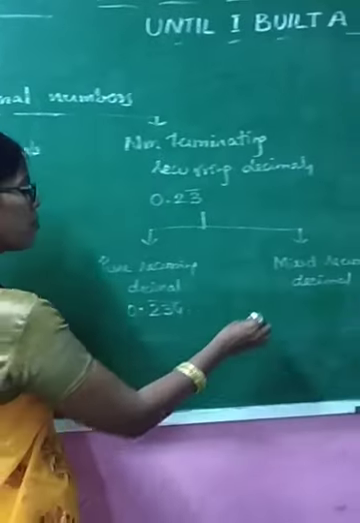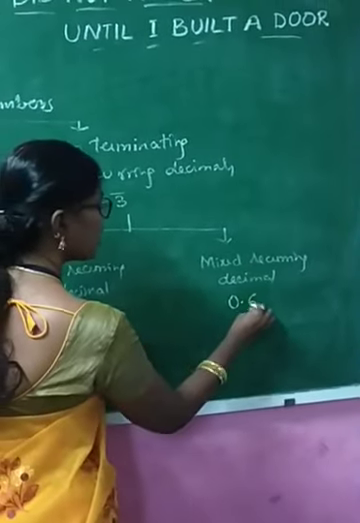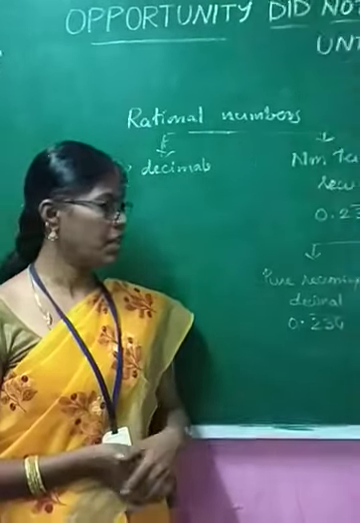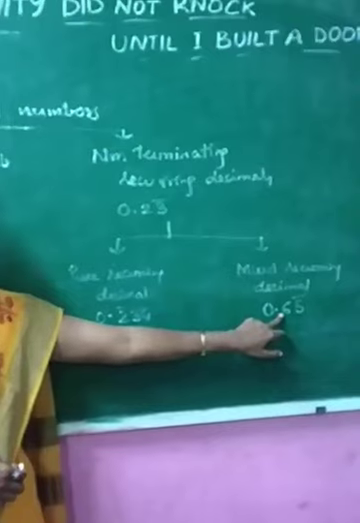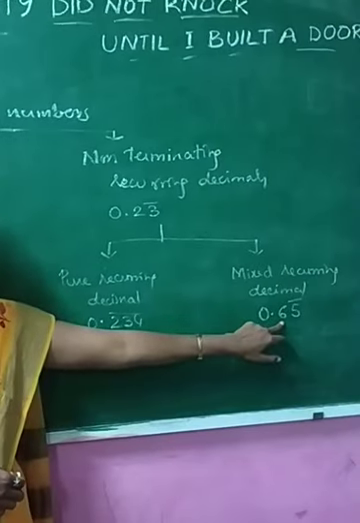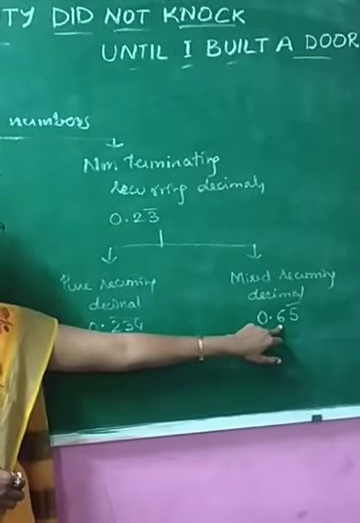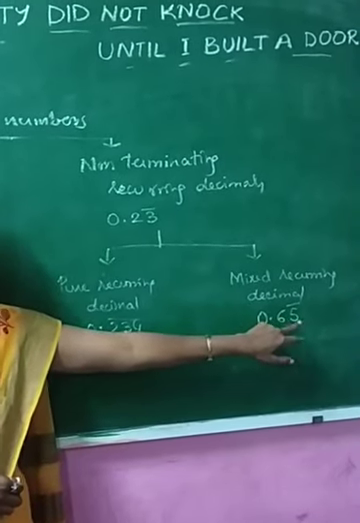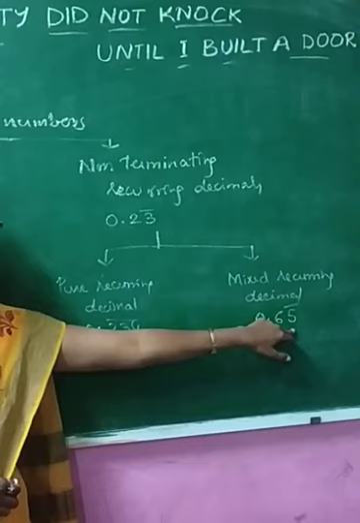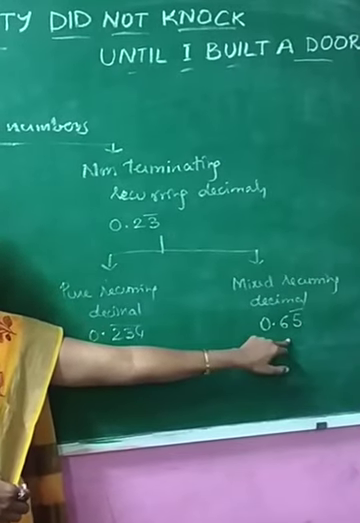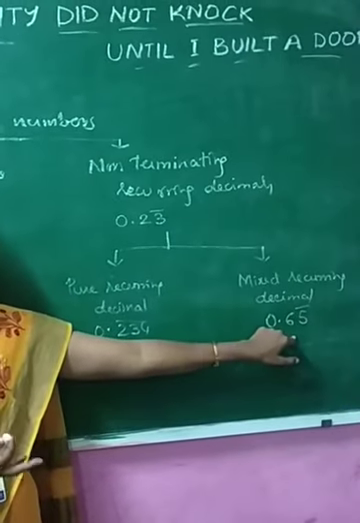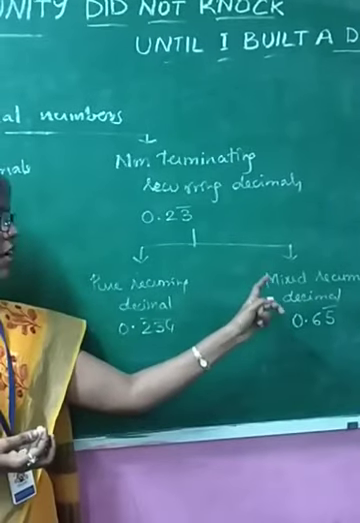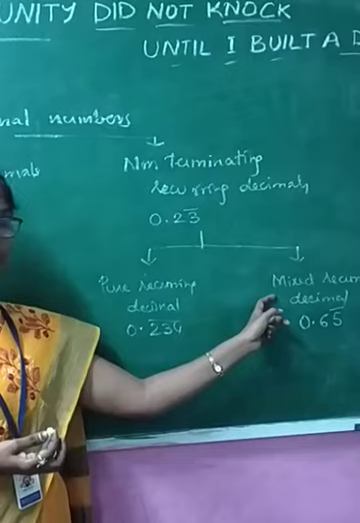And here if you observe, 0.6 bar 5, it's a mixed recurring decimal. Why? Because after the decimal point on the right side, we can see one digit is not in the recurring part, and another is in the recurring part. So the decimal which has a recurring part and a non-recurring part, we call it a mixed recurring decimal.